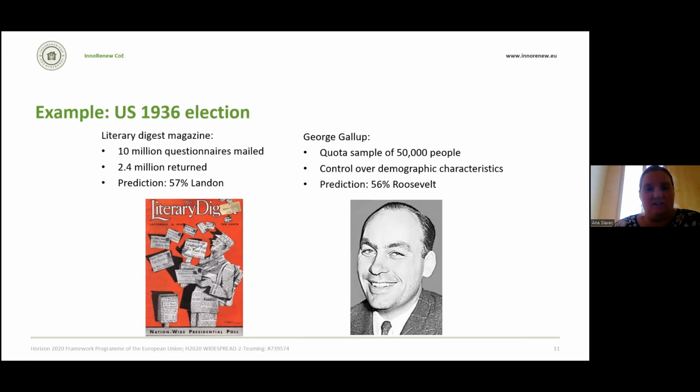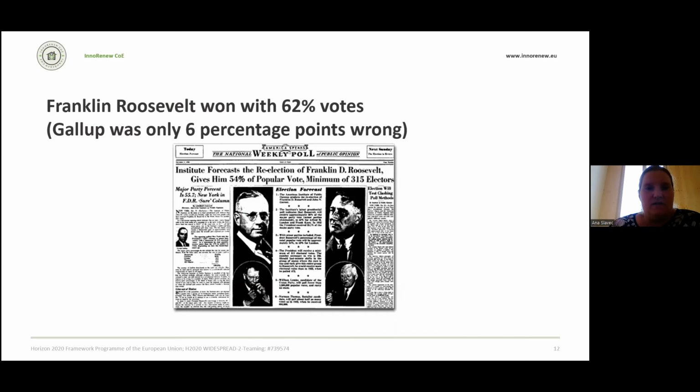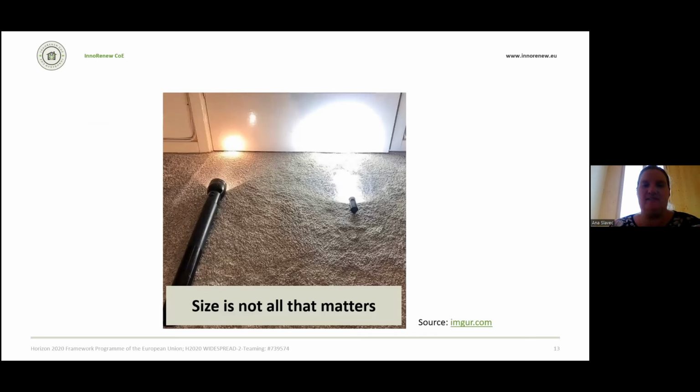So having this control over the demographic characteristics enabled George Gallup, who was a statistician, to successfully predict. And in the United States, Gallup is still a company, one of the companies doing election polling and also other kinds of research. Okay, so what we learn is that the size of the sample is not all that matters.